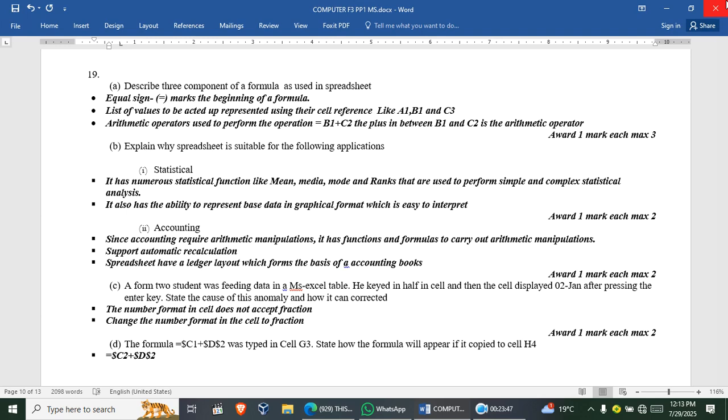That makes your work easier. Spreadsheets have a ledger layout which forms the basis of accounting books. Yeah, that's very true.